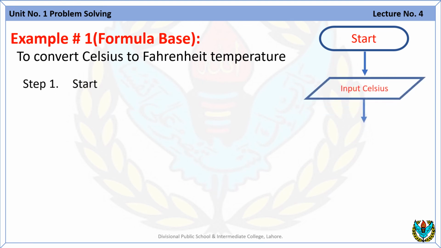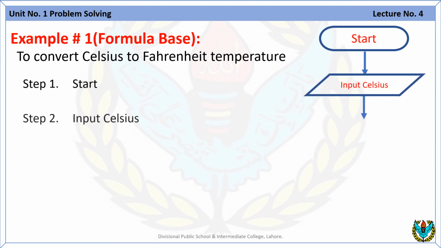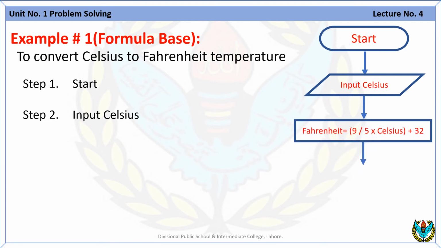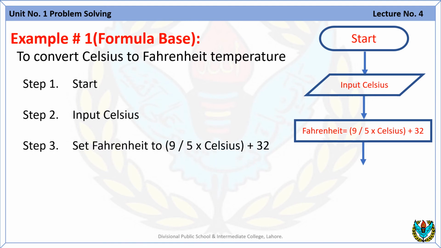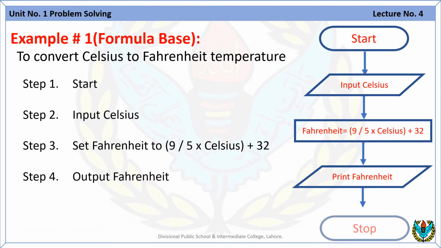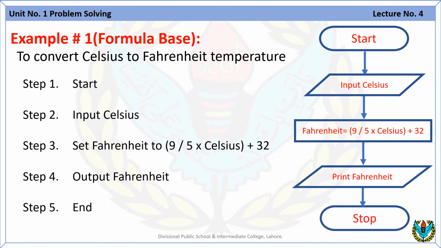In second step, we will take input Celsius. In third step, we will calculate the value of Fahrenheit with the formula Celsius. In fourth step, we will get the output as Fahrenheit. The last step is naturally end.